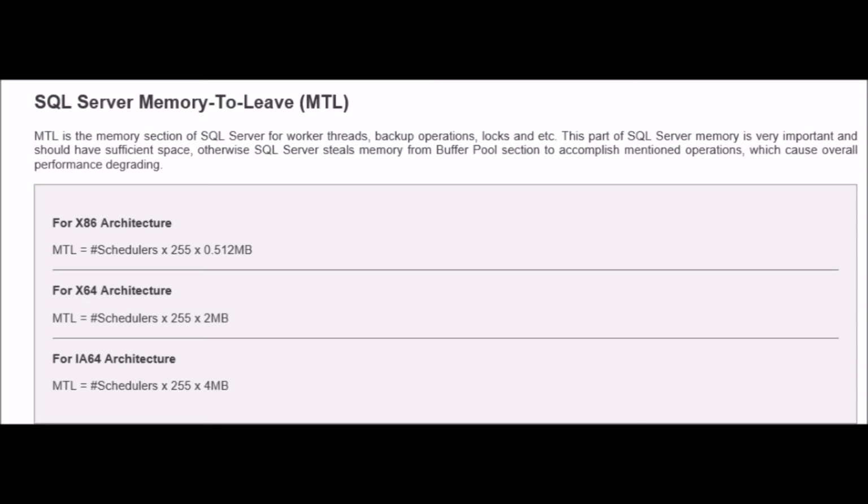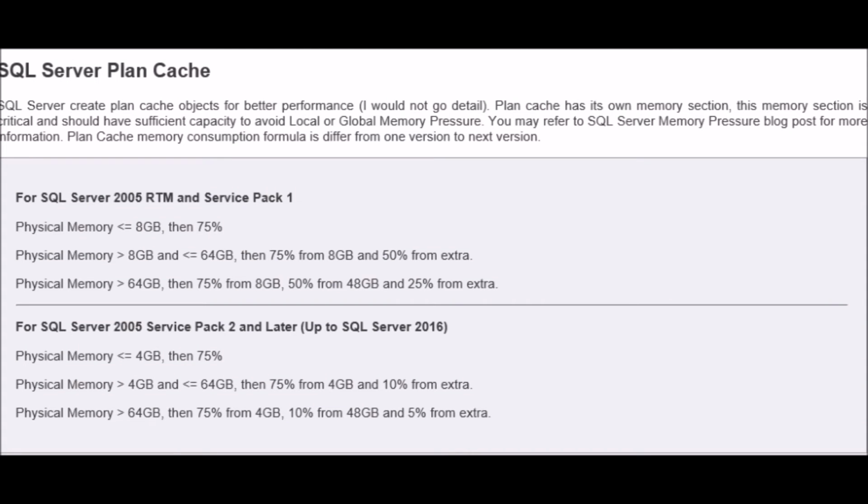Then the other one is the plan cache, from 2005 Service Pack 2 and later, up to 2016. This is the formula. As I mentioned, for example, our server is using 32 GB memory, it's 64-bit, and 2016 is installed on the server. Just imagine 75% if it's between 4 GB and less than 64 GB, 75% from 4 GB and 10% from the extra. So 3 GB and the 10% of the extra 28 GB, it will be 2.8, so about 9 GB. So 9 GB only is allocated for plan cache.